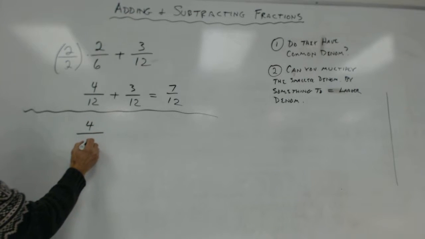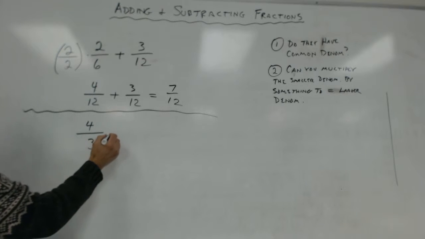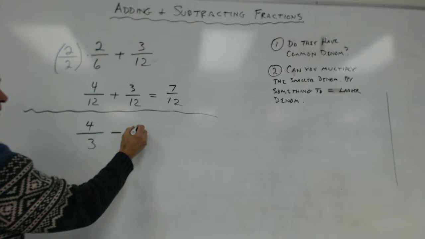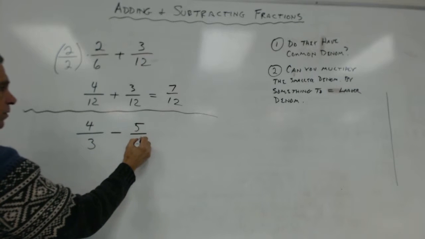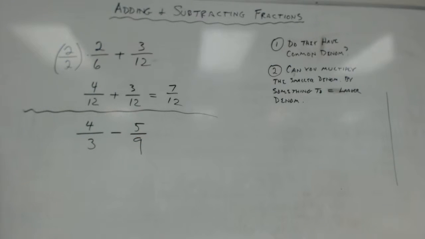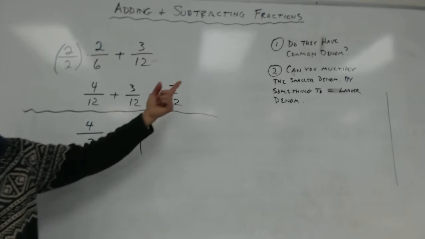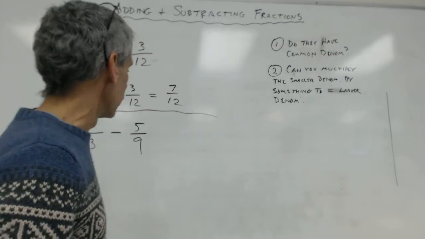4 thirds minus 5 ninths. Do I need to have common denominators for this one? Yes. Why? Because it's subtraction. Right, exactly. Okay, now, first thing, do they have common denominators?